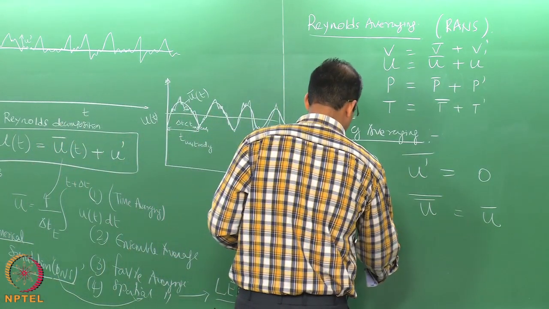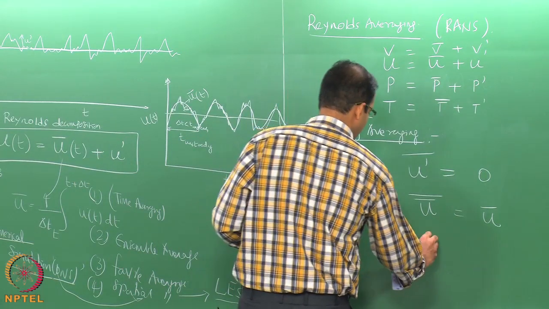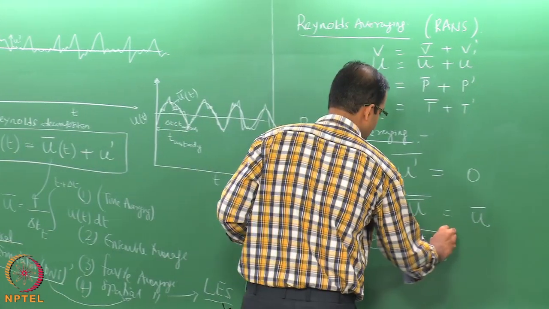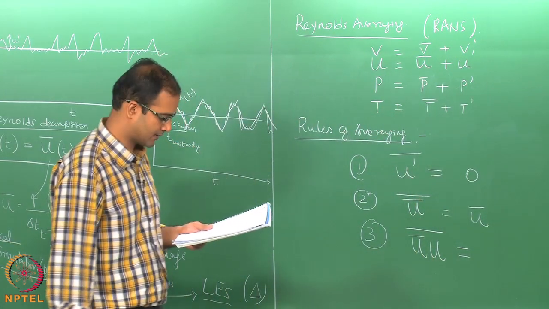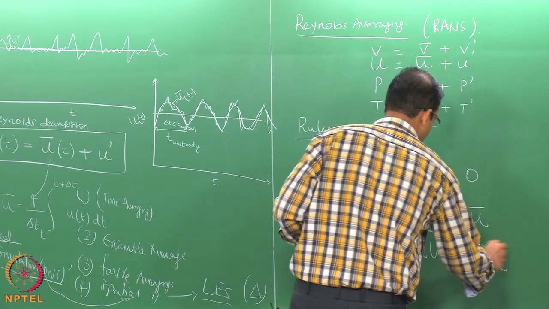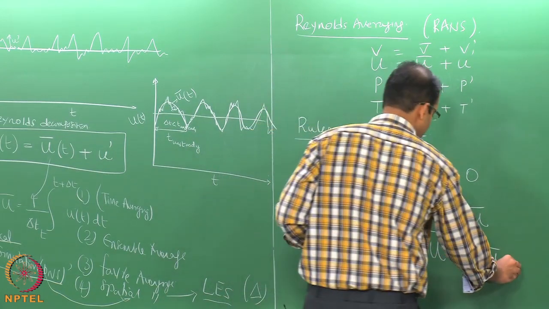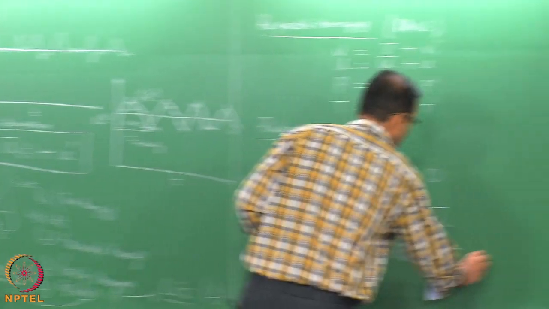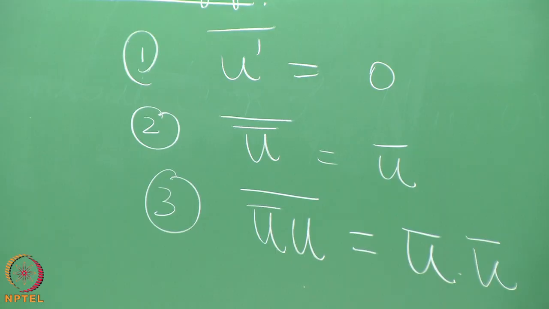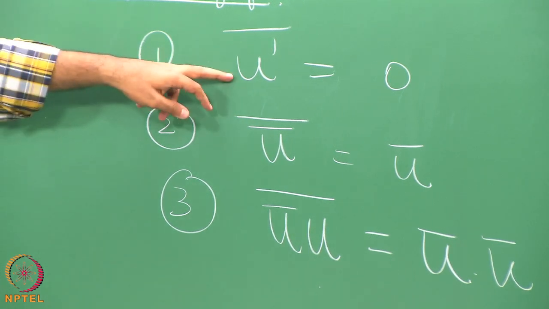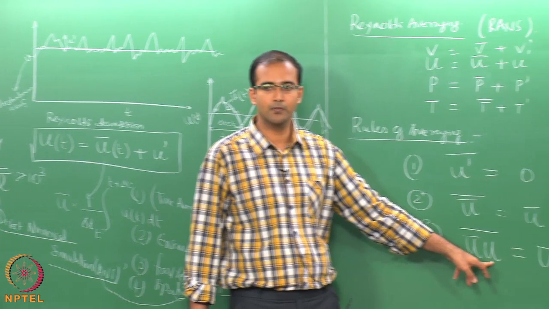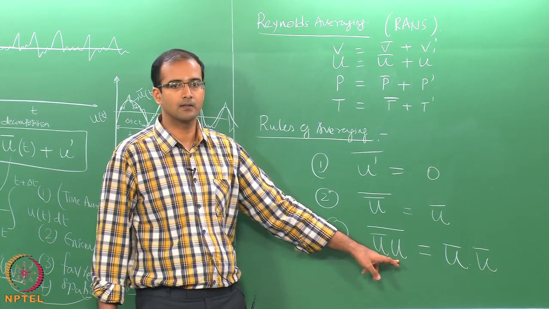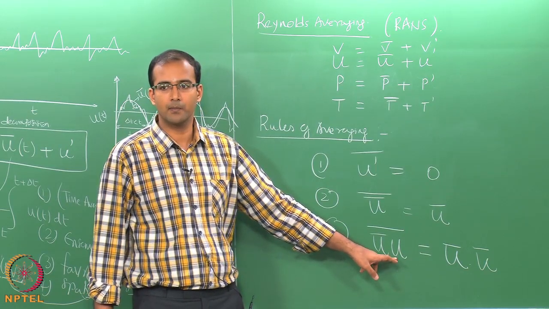Now there is a product rule which states that if you take the product of a mean and an instantaneous quantity and then average it, you can break this into the mean times the mean of the instantaneous. What is the mean of the instantaneous? It is nothing but the mean component again, since the fluctuating average is 0. If you substitute u bar plus u prime, you have u bar u bar plus u bar u prime, and since the u prime average is 0, that term will be 0.